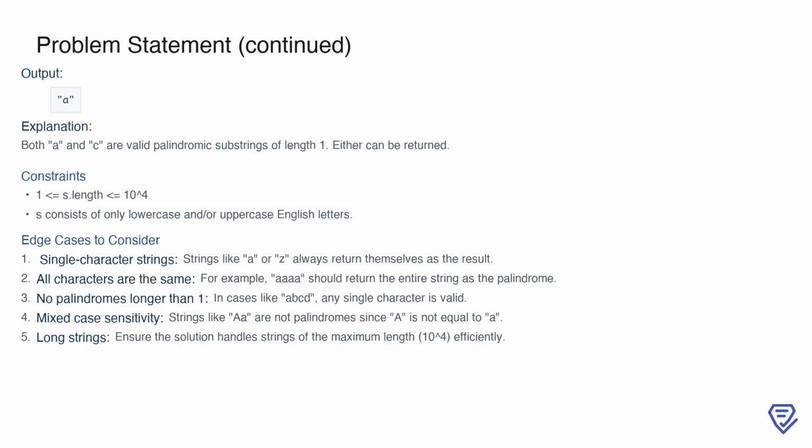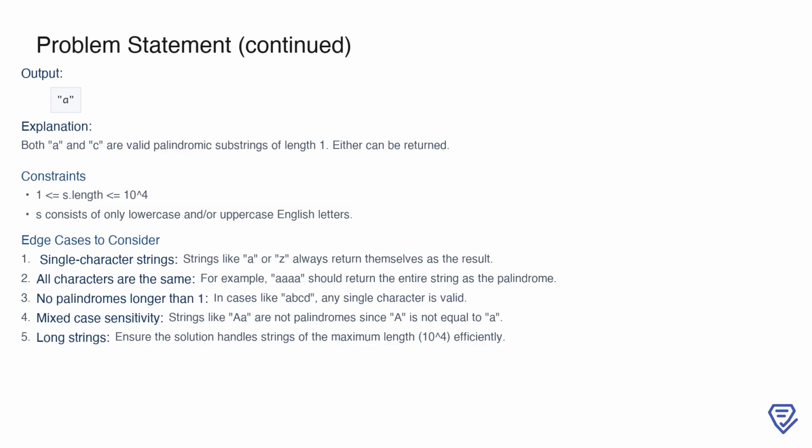Some edge cases include strings with all identical characters, like AAA, which should return the entire string as the palindrome. On the other hand, strings like ABCD, where no two adjacent characters match, would require you to return any single character as the result. Lastly, ensure that your approach works for both short strings and very long ones without excessive time or memory usage.